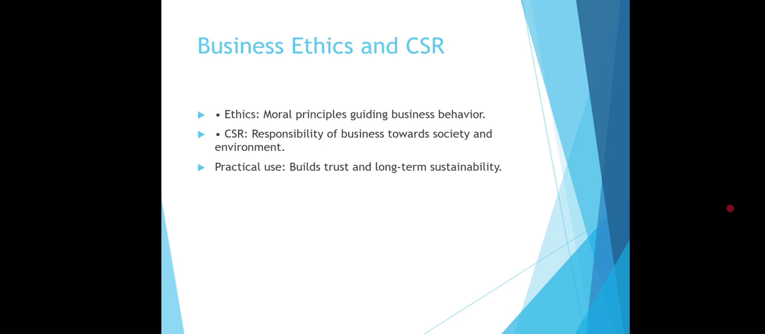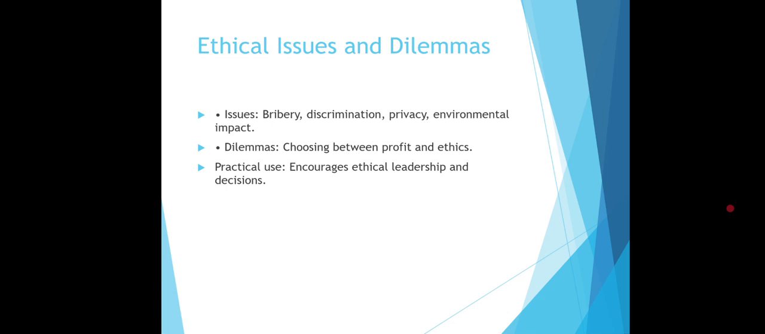And after that we have the next topic, ethical issues and dilemmas. Okay, ethical issues include bribery, discrimination, environmental damage, and false advertising. And a dilemma is a situation where both choices may seem right or wrong. For example, firing an employee for poor performance versus helping them improve. So why do we study ethical issues and dilemmas? Because it helps managers to make moral decisions even under pressure. Let's understand the practical use: it is used by leaders and HR professionals in day-to-day judgment.